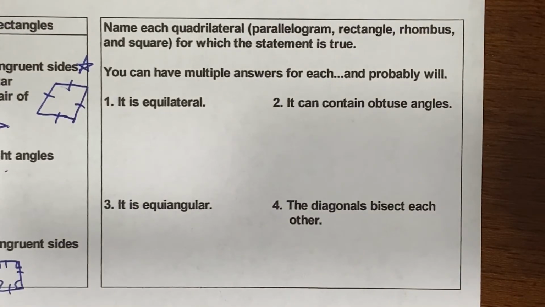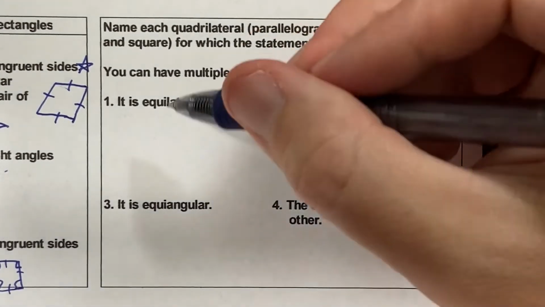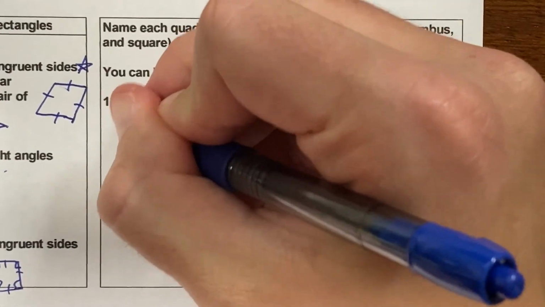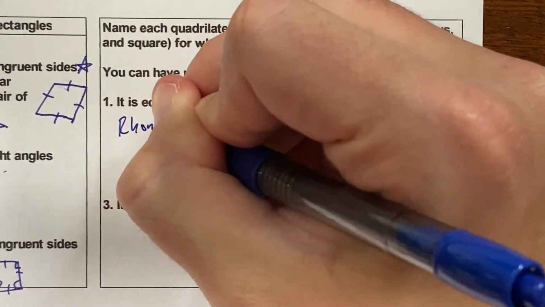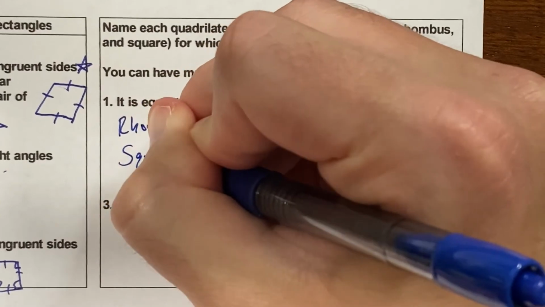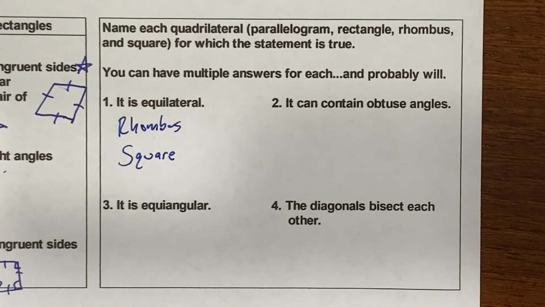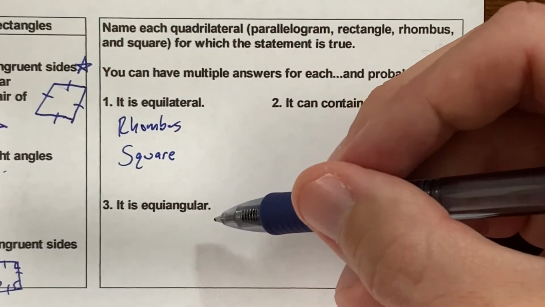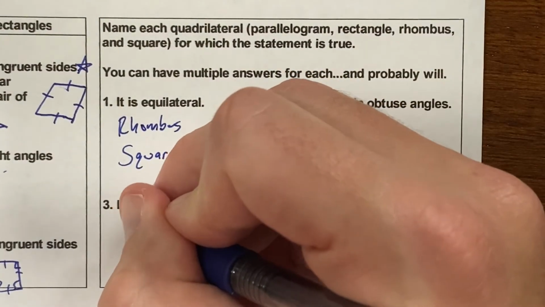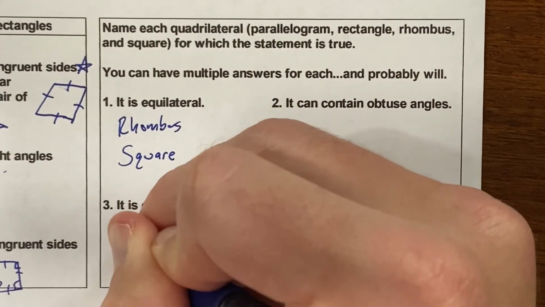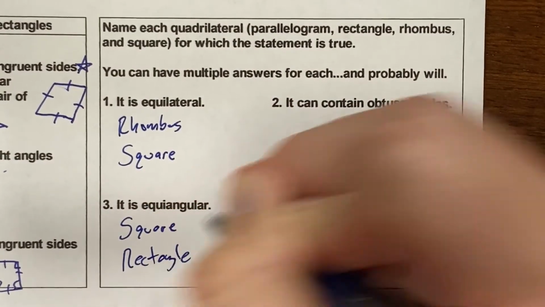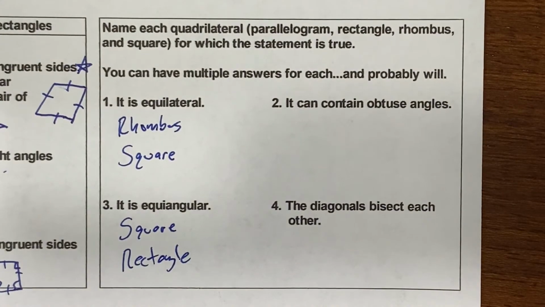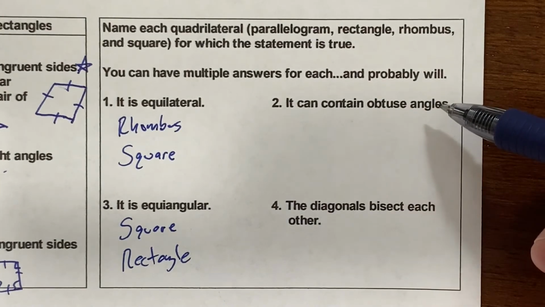Name each quadrilateral for which the statement is true. We can have multiple answers. Equilateral means all the sides are the same. I think we're going to have rhombus and square. Okay, those are when all the sides are the same. Equiangular means all the angles are the same. Square, that's an easy one. And then rectangle. Square and rectangle.